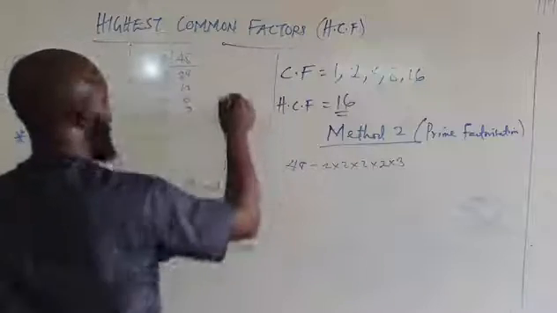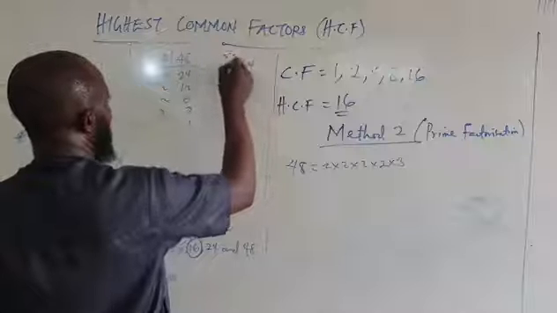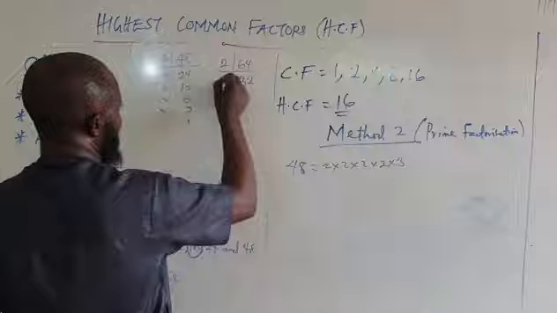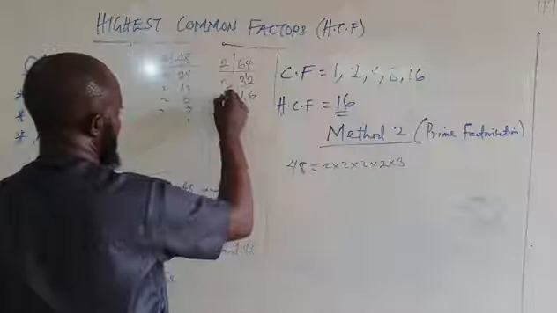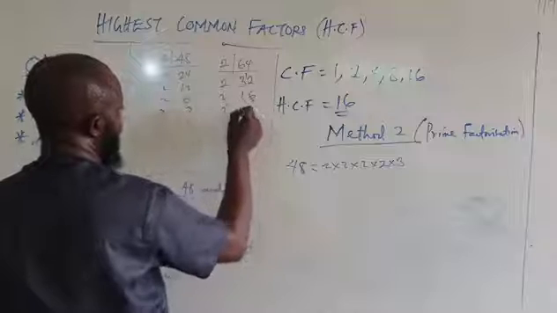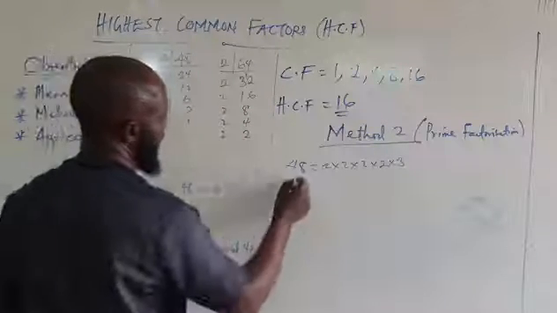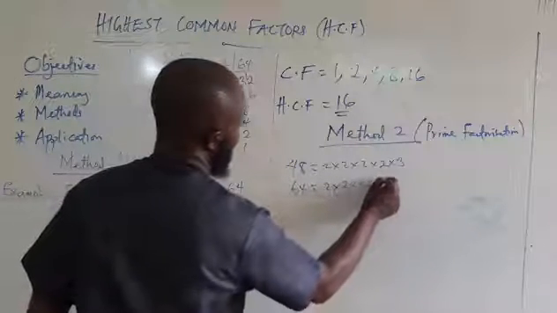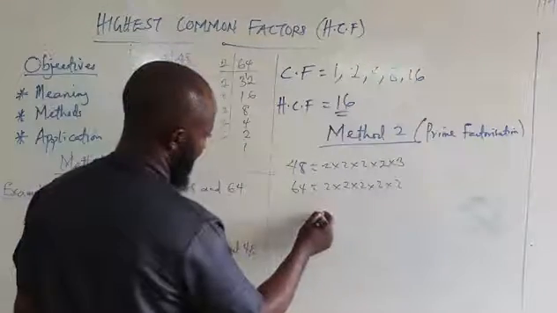Then I'll go to 64 again. 64. So 2 here, that is 32. 2 here, 16. 2 here, 8. 2 here, 4. 2 here, 2. 2 here, 1. So that means 64 is 2 times 2 times 2 times 2 times 2 times 2, 6 places. So the next stage is now to look at, okay?